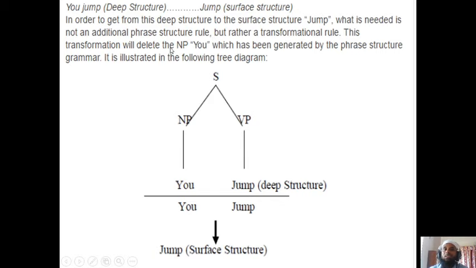This transformation will delete the NP, you, which has been generated by the phrase structure grammar. Like in this tree diagram, you have NP and VP, you and jump. This is deep structure, and then you is deleted, and only jump remains, and you have got the surface structure.